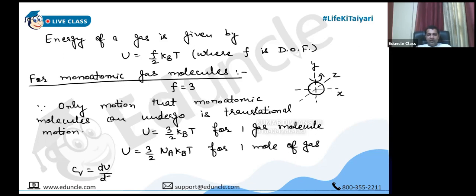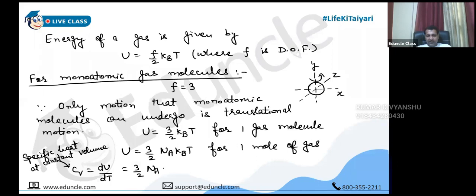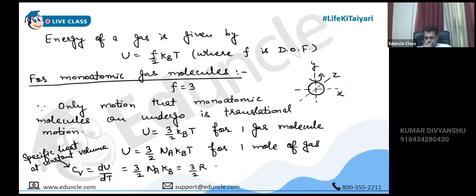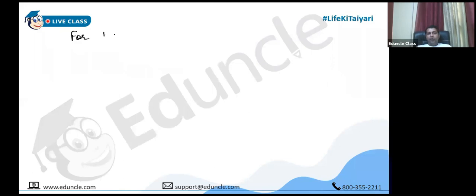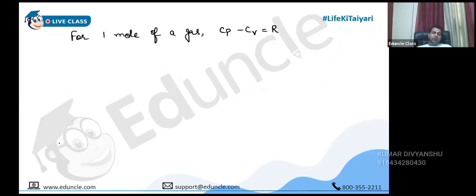So Cv, specific heat at constant volume, is the derivative of U, na? And what is this N_A into k_B? It is our universal gas constant. And you know that for 1 mole of a gas, let me write it on the next slide, when we specifically consider 1 mole, then this relation is there between the 2 specific heats. Do you know?